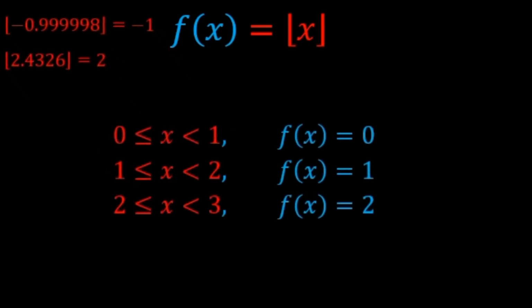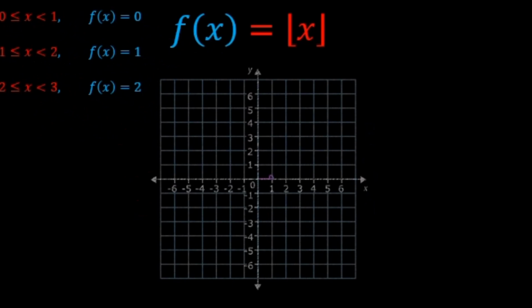Now here's the thing. When x is greater than or equal to 0 but smaller than 1, f of x is equal to 0. When x is more than or equal to 1 and smaller than 2, f of x is equal to 1, and so on. See, it's like step, step, step, step. Yeah, it's a weird graph.